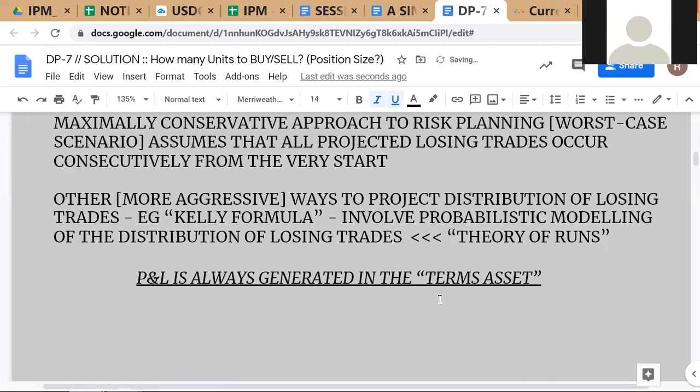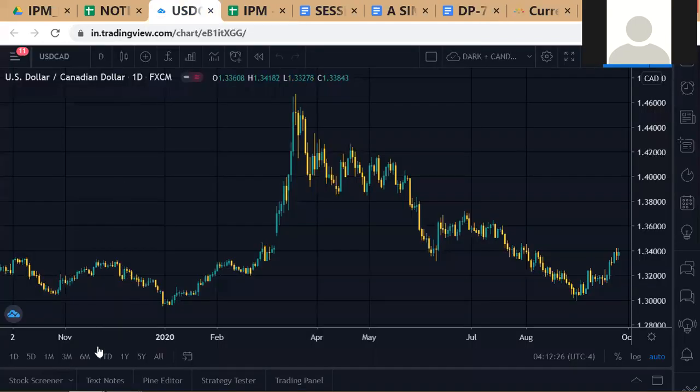If you ever forget this, it's very easy to figure it out. Remember, you must understand very well the terminology of terms asset and base asset. You can check your notes to understand that. Like here, in the dollar Canada, the terms asset is Canadian dollars. The reason you say that is you have to understand.